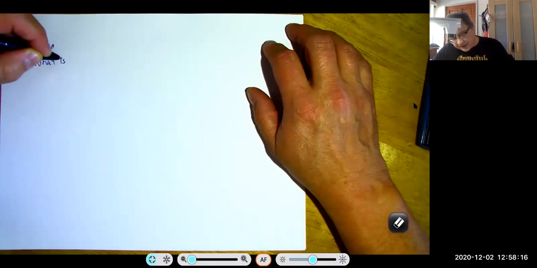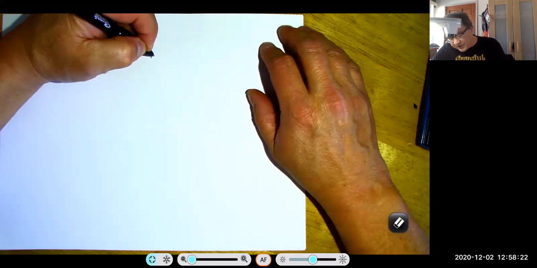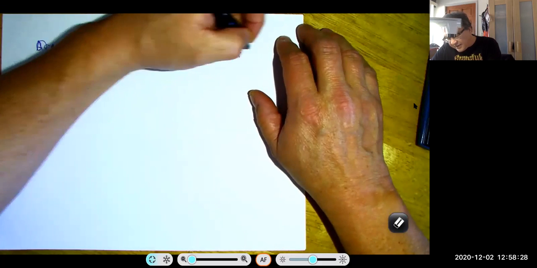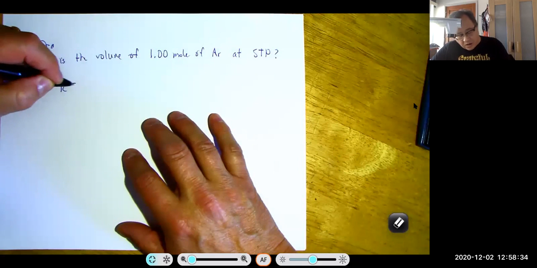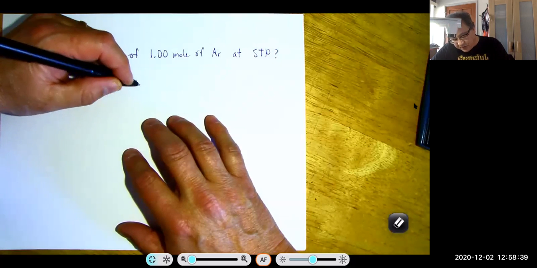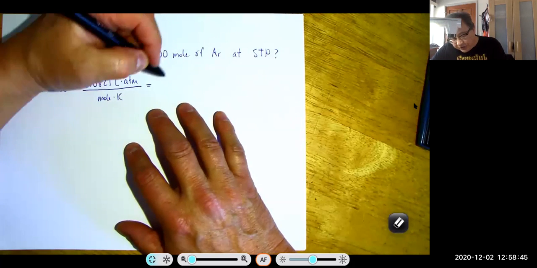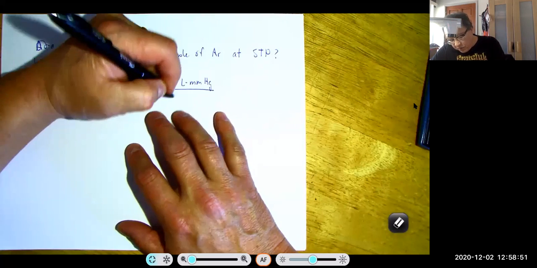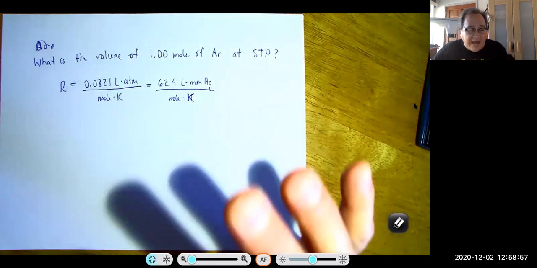What is the volume of 1.00 mole of argon at STP? Now, there's something else I didn't tell you, but I'm going to tell you now. R is 0.0821 liters atmospheres per mole per K. But you can also use 62.4 liters millimeters of mercury per mole per K. Either of these are okay.